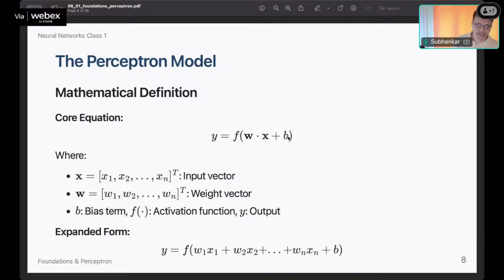Now, you see the function f. f here is the activation function, and that's basically a decision rule that takes the wx plus b and somehow tells either the neuron has to fire or not fire, or has to activate or not activate. Yes, that's why it's called activation function. And the expanded form is basically whatever you have seen before. It's basically summation of w and x.